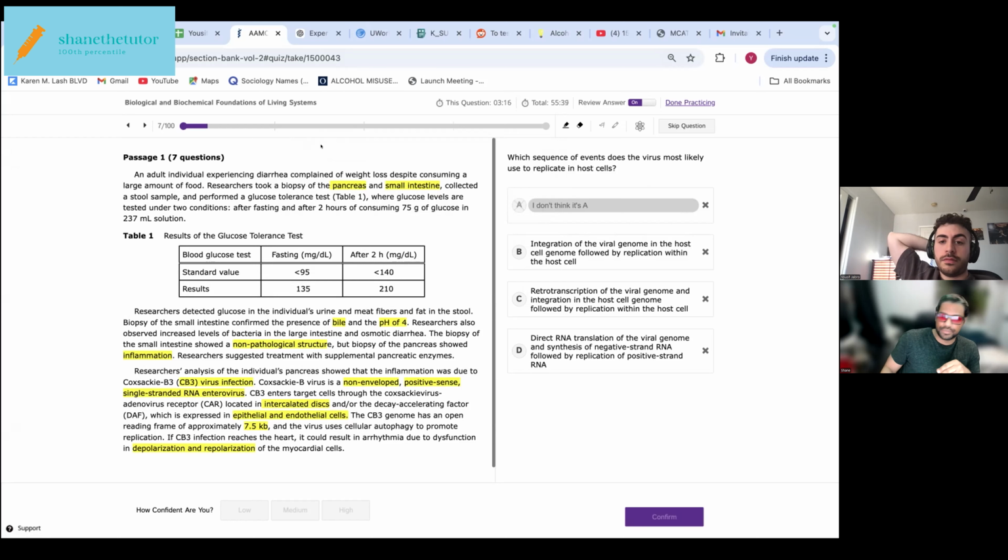You don't need the passage for that. The host cell is who? The host is who? If a virus infects a host, the host is the person who's infected with the virus, right? So what is the host cell genome made of?